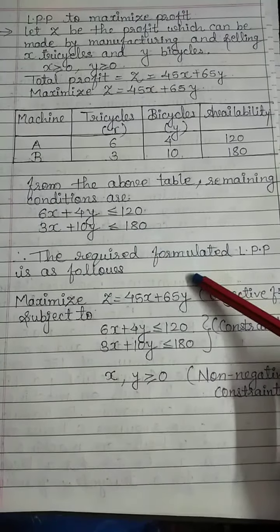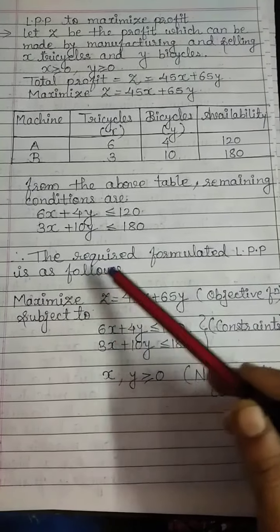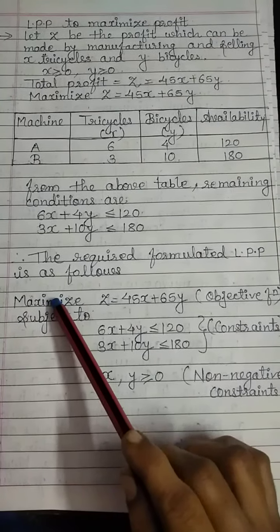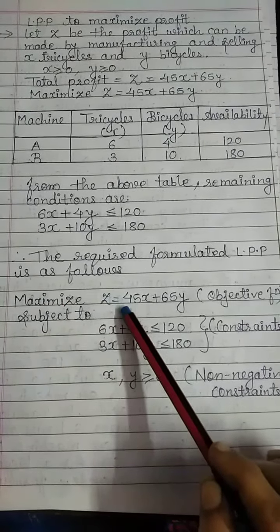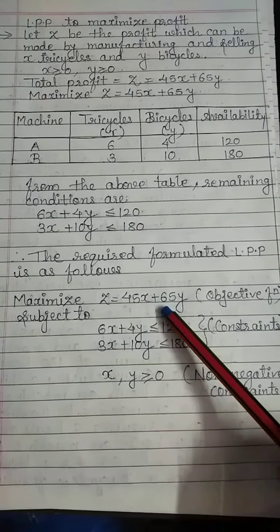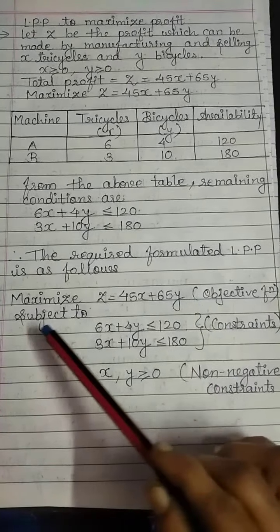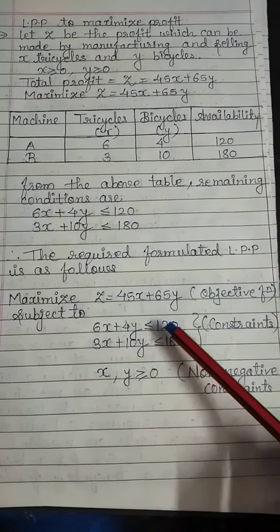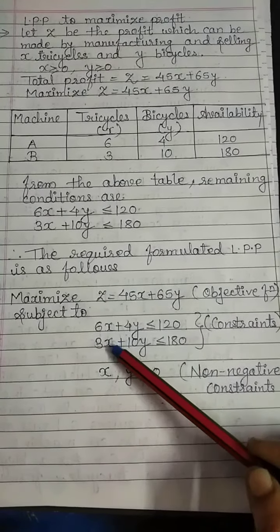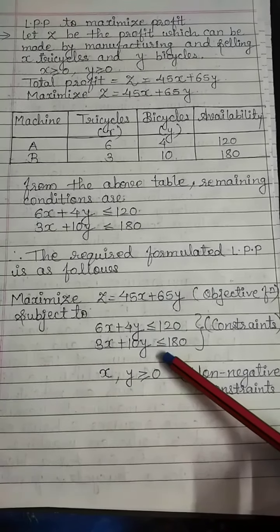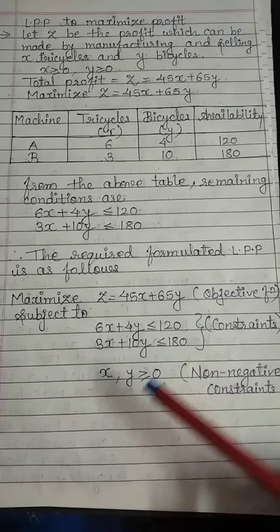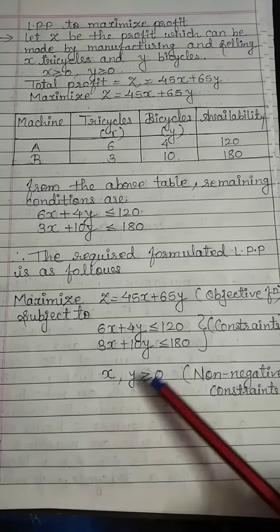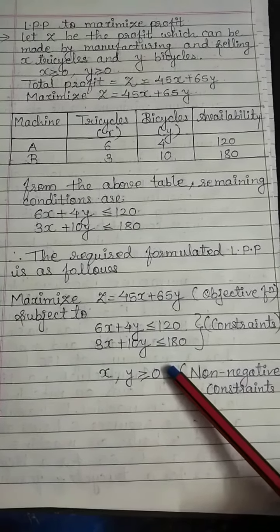The required formulated LPP is as follows, and this will be our final answer: maximize Z equal to 45x plus 65y subject to 6x plus 4y less than or equal to 120, 3x plus 10y less than or equal to 180, along with these non-negative constraints that x and y are greater than or equal to 0.